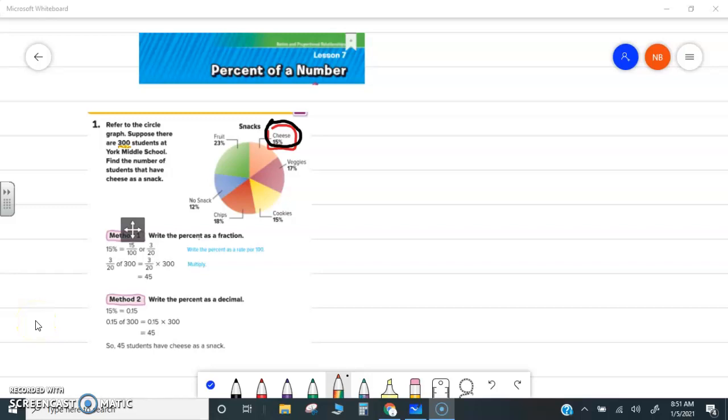Hey, welcome back everybody. This is the start of lesson 7. We're looking at finding the percent of a given number.